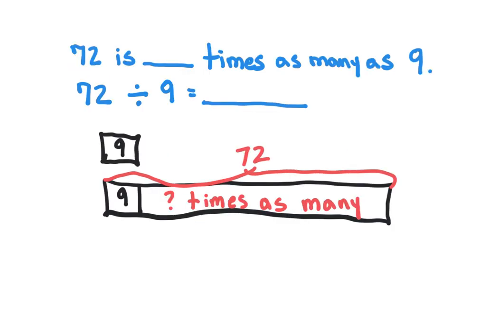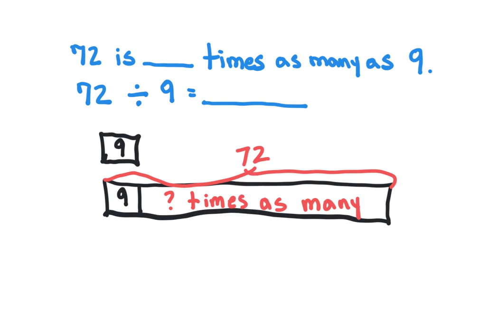72 is blank times as many as 9. 72 divided by 9 would give us blank. So if we looked at our tape diagram, we would see that one of our blocks is 9. And we would continue making our tape diagram by breaking this all up. But we don't know how many times we're breaking this up. But we do know this whole tape would be worth 72.